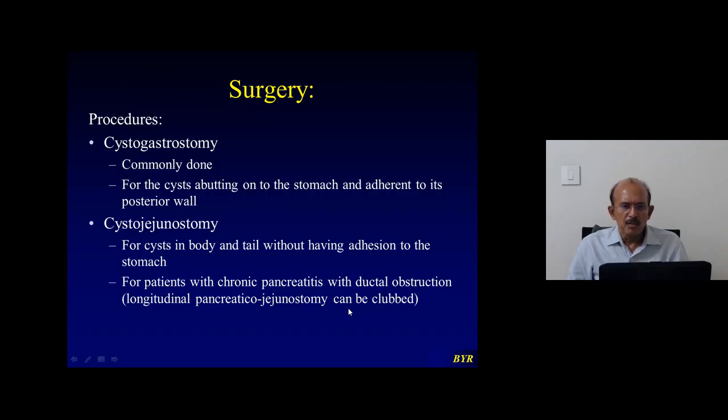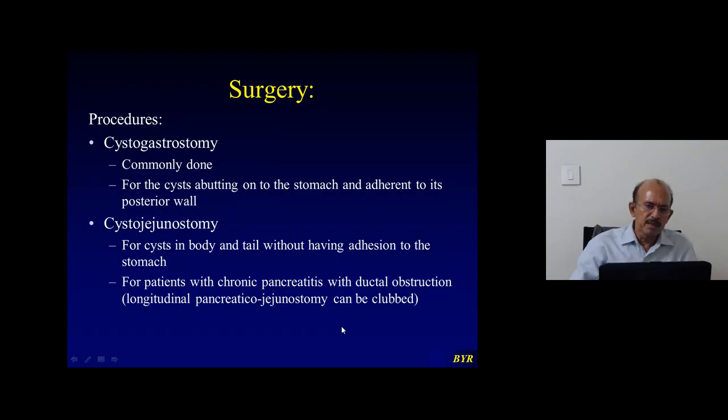What is the other name for the longitudinal pancreaticojejunostomy operation? Oh, wonderful. It's called the Puestow operation. So you take a Roux-en-Y loop and then anastomose it to the pancreatic duct. If a pseudopancreatic cyst is there, then the same loop can be anastomosed to both the duct as well as to the pseudopancreatic cyst.